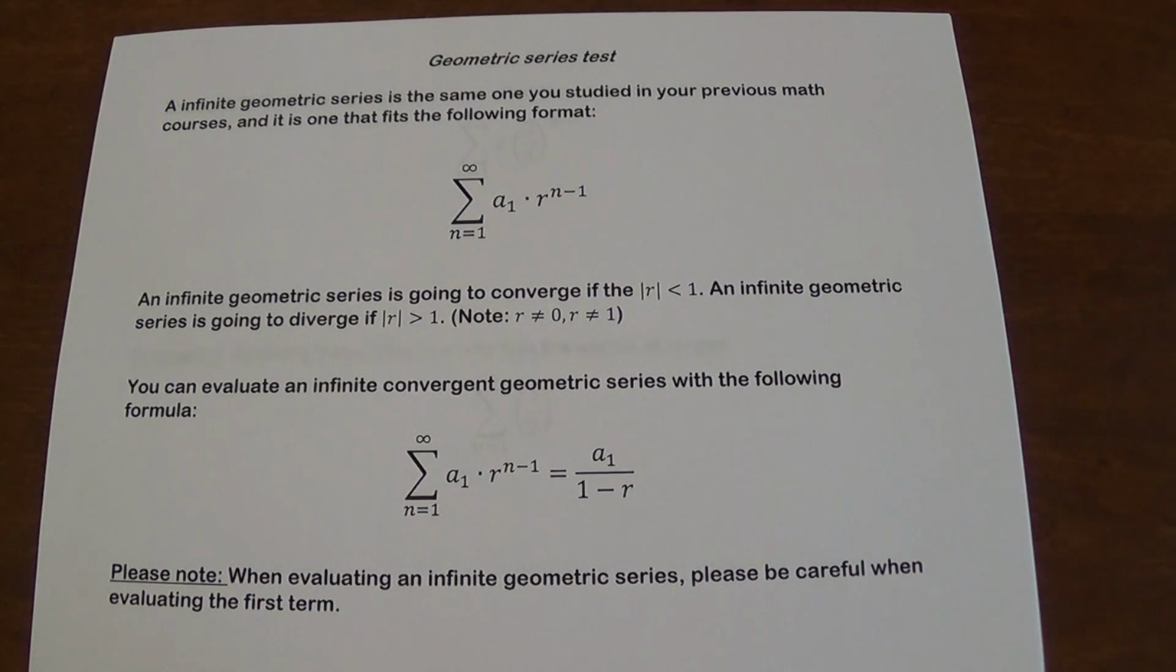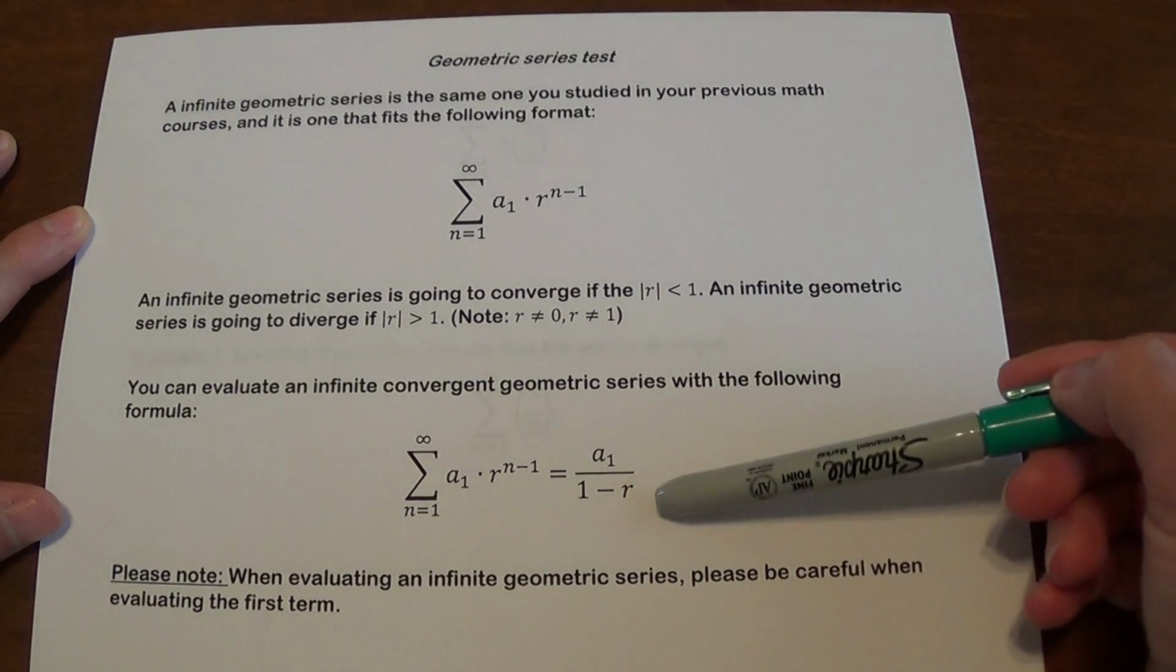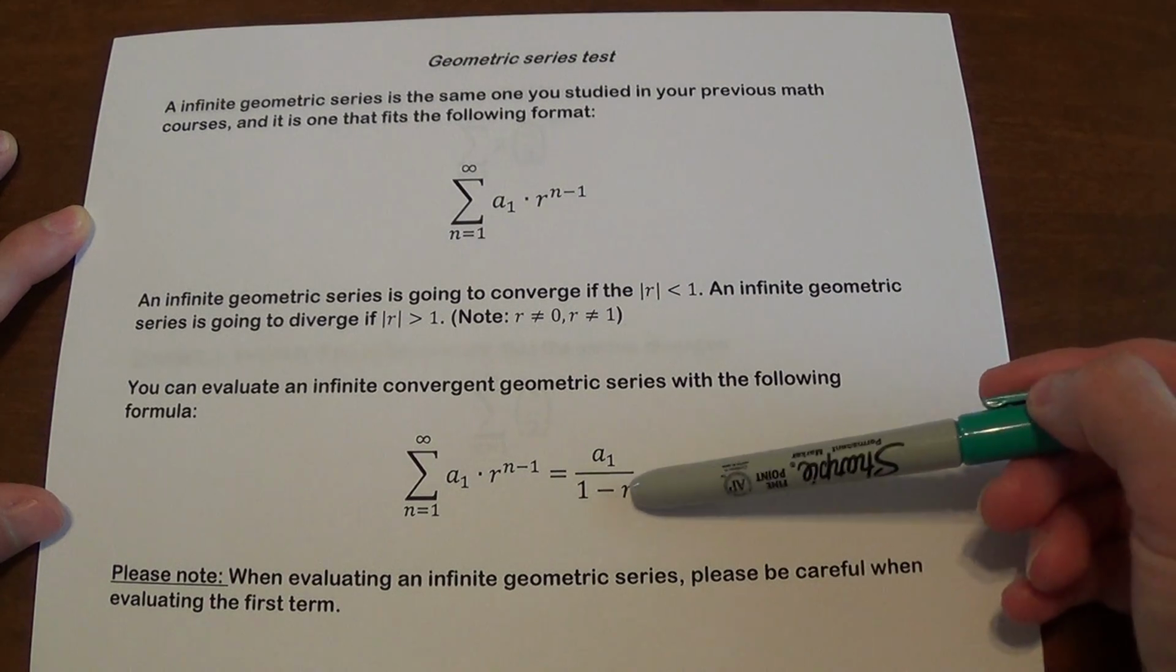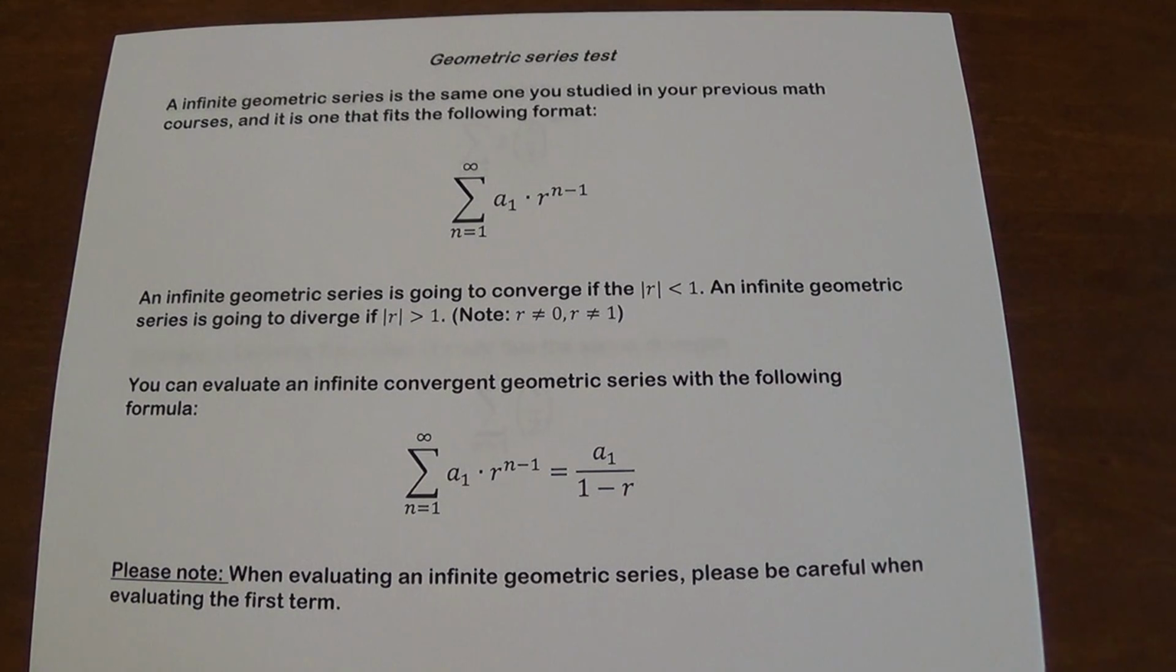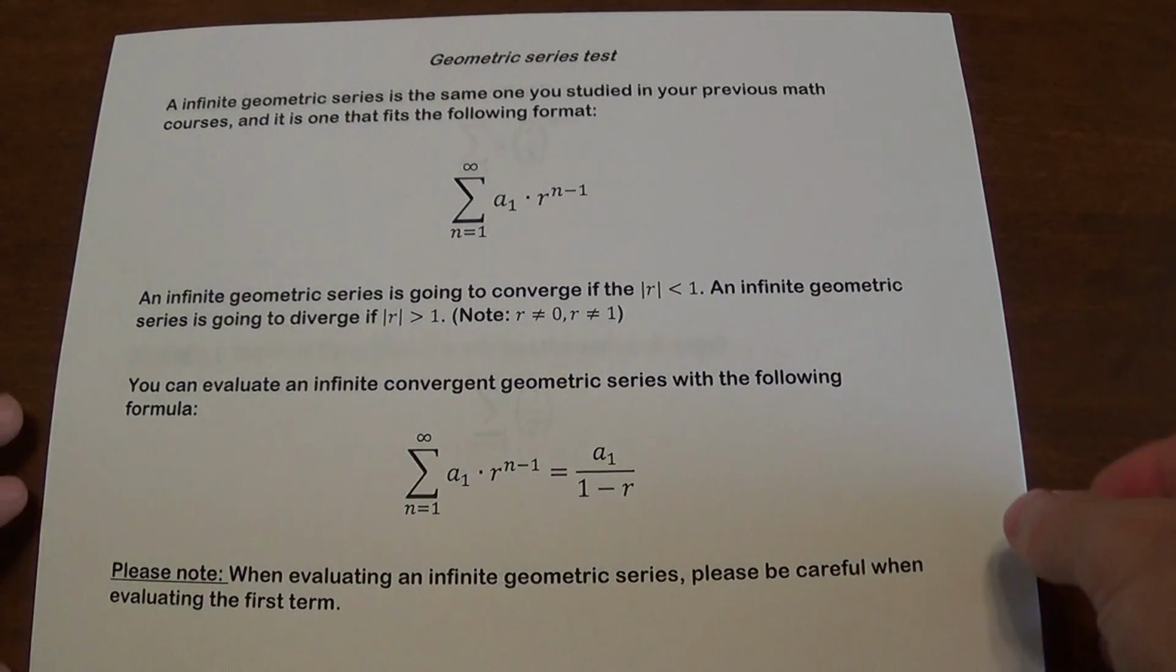The condition here is that it's going to converge all the time when the absolute value of r, which is the common ratio, is less than 1. If the absolute value of the common ratio is greater than 1, then it's going to diverge. We are never going to use 0 or 1 as the common ratio. It's not allowed. If it fits the condition for convergence, then you can actually find the sum, and this is the expression: the first term divided by 1 minus the common ratio. You do need to be careful with evaluating the first term. It's not always apparent, so you need to be careful.